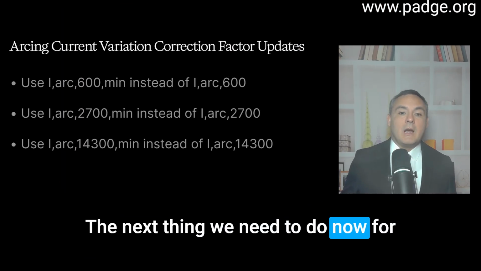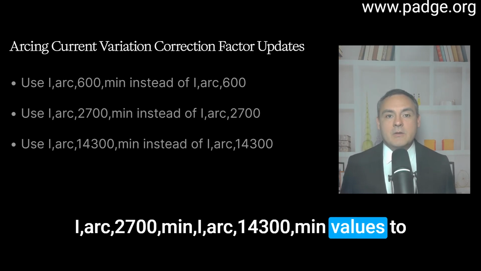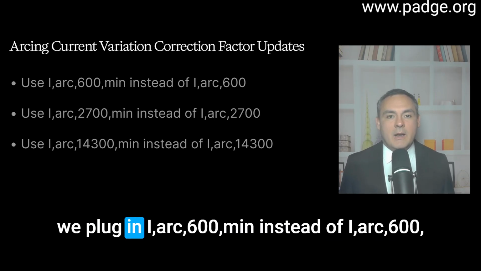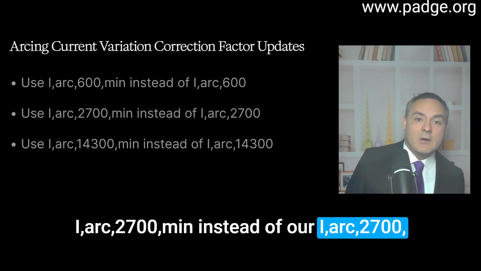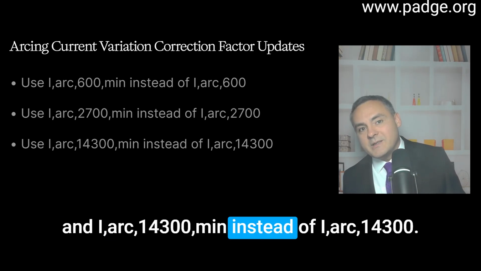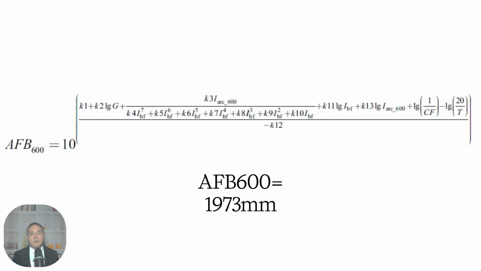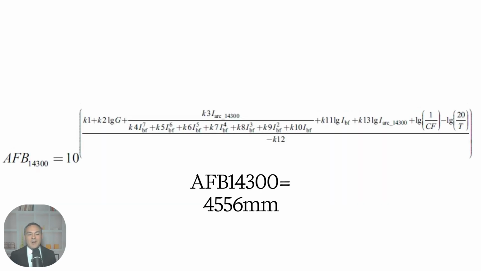The next thing we need to do now for arc flash boundary is take IARC 600 min, IARC 2700 min, and IARC 14,300 min values to update our arc flash boundary equations. Those equations are exactly the same, except we plug in IARC 600 min instead of IARC 600, IARC 2700 min instead of IARC 2700, and IARC 14,300 min instead of IARC 14,300. These give us an updated arc flash boundary for AFB 600 to be 1,973 millimeters, AFB 2700 to be 3,421 millimeters, and AFB 14,300 to be 4,556 millimeters, respectively.